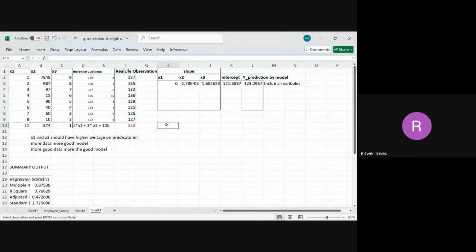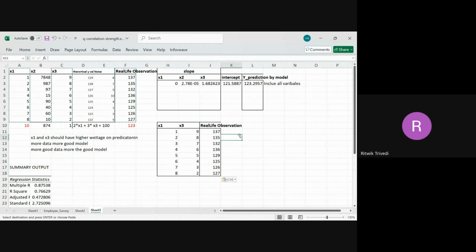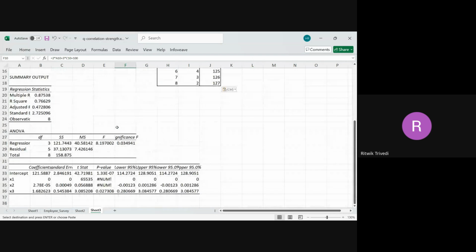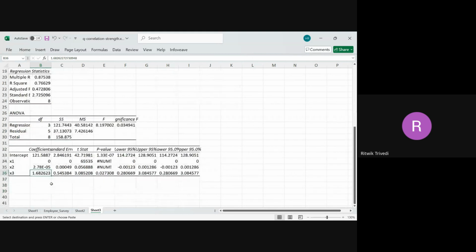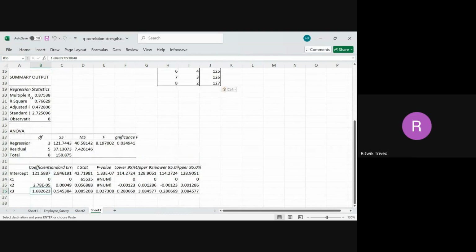Can you show the output of this first? No, the one you calculated right now, in which we got 123.2957. Can you show the full summary output first? I want to see something. So we are getting the values from the summary output, right? The x1, x2, the intercept here. Yeah, right. So that is what we are using there.